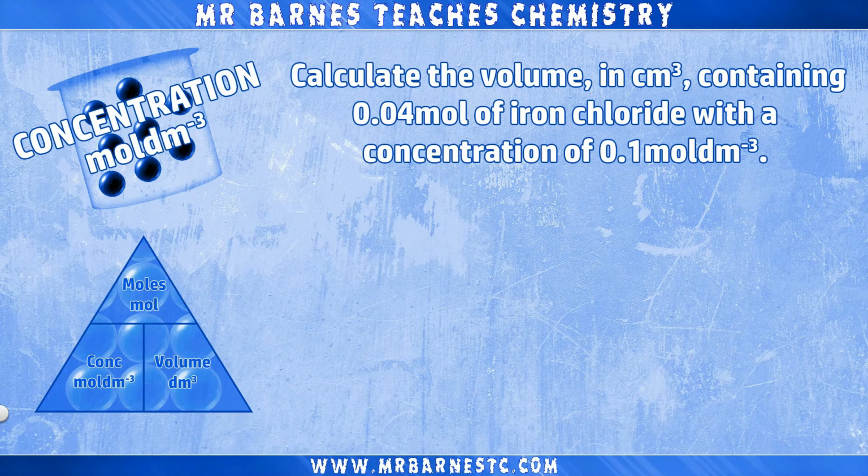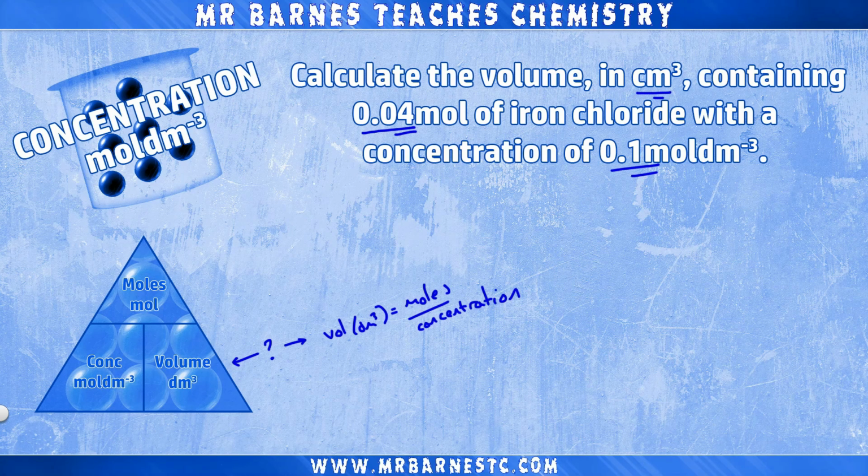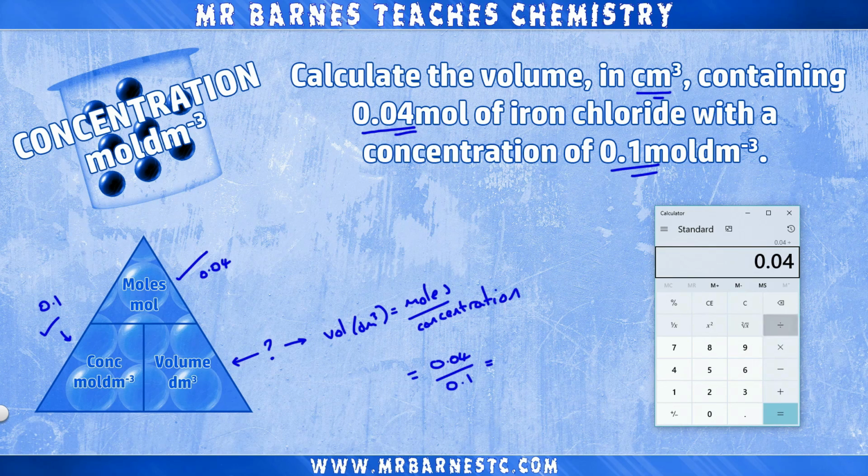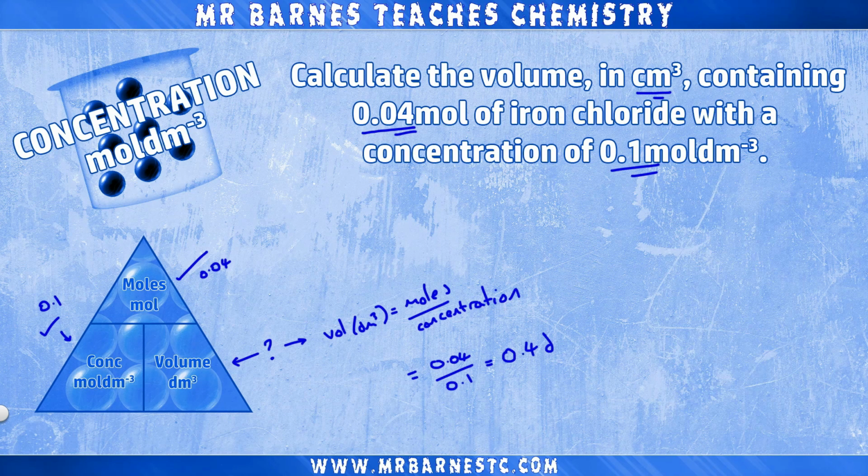Let's look at a rearranging question then. Calculate the volume in centimeters cubed containing 0.04 moles of iron chloride with a concentration of 0.1 moles per decimeter cubed. So here we have the concentration and need the volume. Using our triangle we can see that the volume is moles divided by concentration. We're given the moles in the question, which is 0.04. We're also given the concentration, so we can work out the volume, which is 0.04 moles divided by 0.1 moles per decimeter cubed. This gives me an answer of 0.4 decimeters cubed.